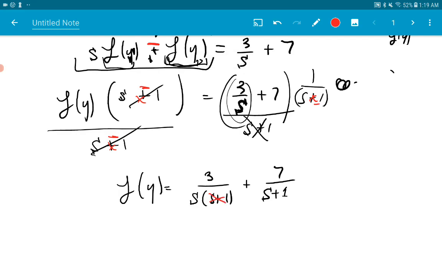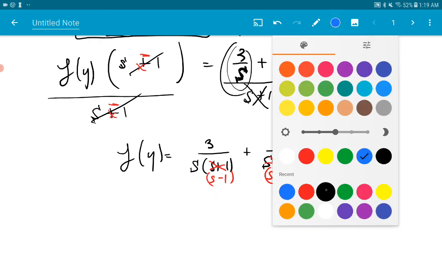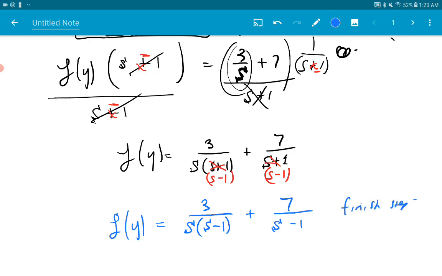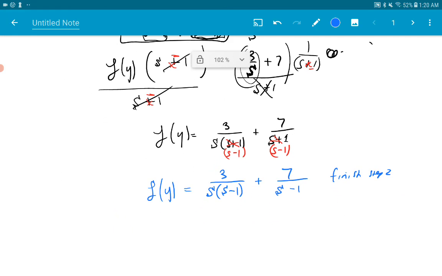This should be s minus 1, and this should also be s minus 1. So in other words, what I really should have had, I just made a little error. It should be L of y equals 3 over s times, in parentheses, s minus 1. Those are s's, not 5s. Plus 7 over s minus 1. Yeah, that's better. So we finished step 2. We solved for L of y. We're almost done with the problem.